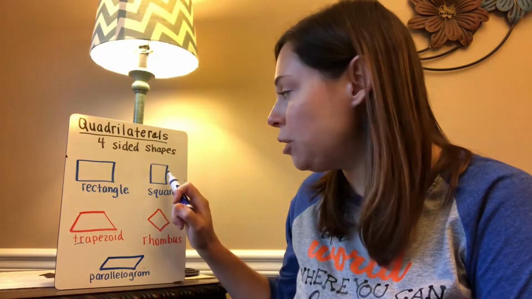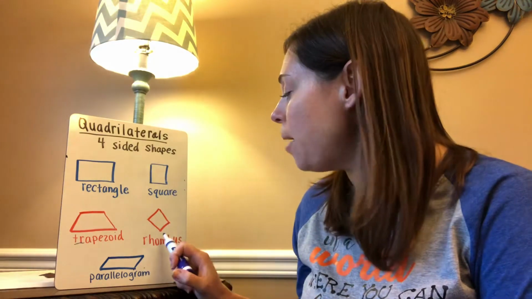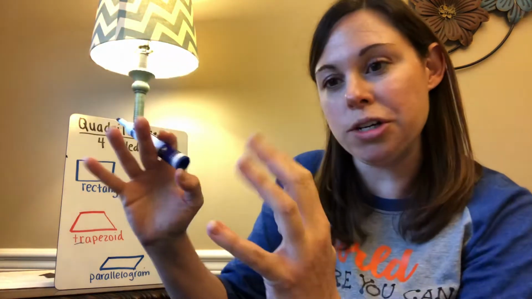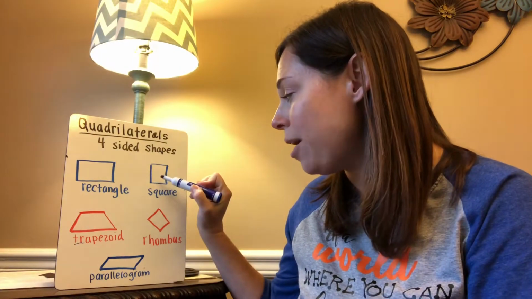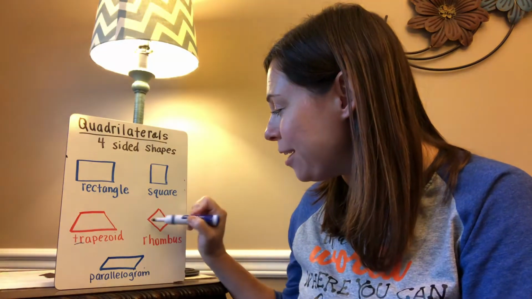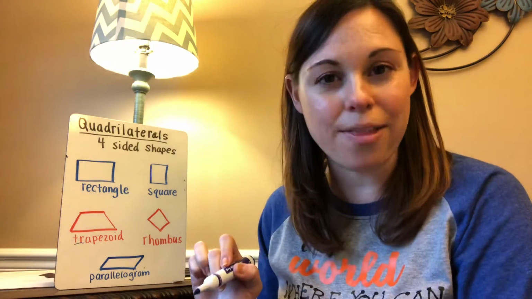It's almost like a square. A rhombus is almost like a square, but it's been turned on its side, and it does not have the right angles like a square has. It almost looks like a greater than and less than symbol coming together.